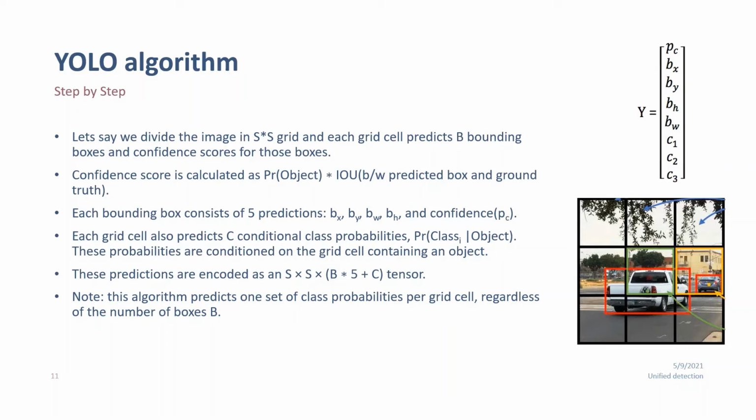One of the key points to note is that this algorithm predicts one set of class probabilities per grid cell. So each grid cell can predict only one object, regardless of the number of boxes B. So if the objects are small and there are multiple small objects in the image, then we should divide the image into a larger number of grid cells, say 19 cross 19. That might help to some extent.